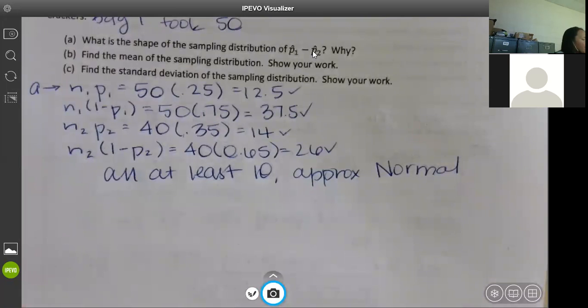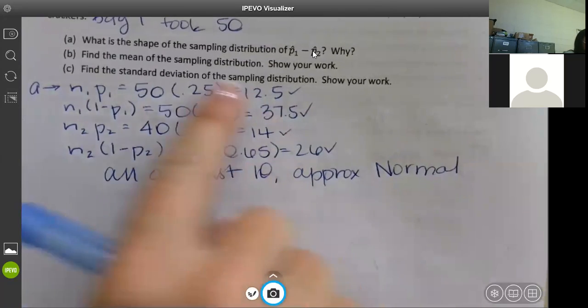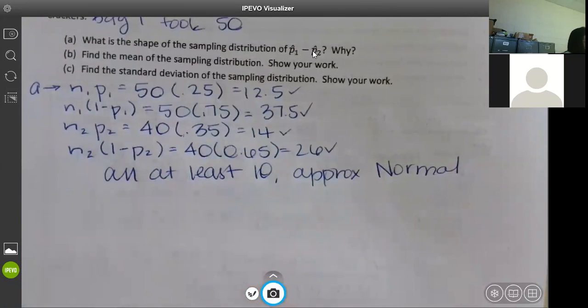B says find the mean of the sampling distribution and show your work. Sorry, this was the shape. This was the Y, all at least 10. Okay, so you know I answered both of those. B, find the mean of the sampling distribution.